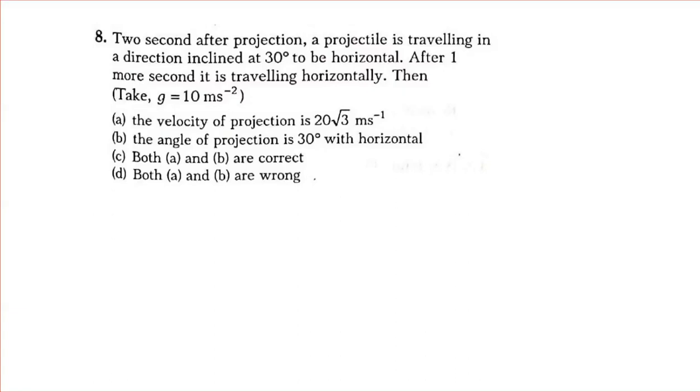स्टूडेंट्स, इस क्वेश्चन में दिया गया है: 2 सेकेंड आफ्टर प्रोजेक्शन, a projectile is traveling in a direction inclined at 30 degrees to the horizontal. मतलब पहले जो प्रोजेक्टाइल का थ्रो करने का जो एंगल था वो उसके बाद 30 डिग्री हो गया आफ्टर 2 सेकेंड। ओके, और आफ्टर 1 मोर सेकेंड it is traveling horizontally, और उसके 1 सेकेंड बाद मतलब 3 सेकेंड में वो हॉरिजॉन्टली ट्रेवल करने लगा। सो हमको जो करेक्ट स्टेटमेंट है वो पिक आउट करना है। So let's do that.